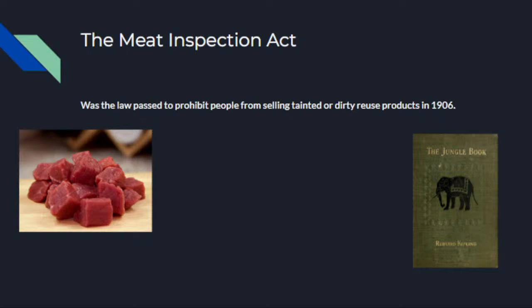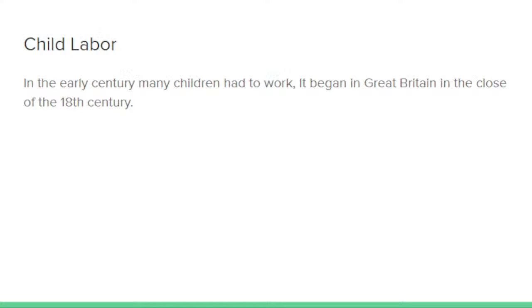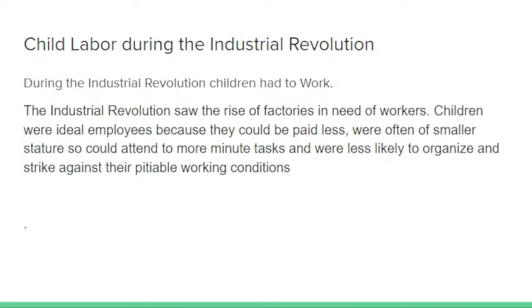Our next lesson is about child labor. Now, during the early century, many children had to work. It began in Great Britain in the close of the 18th century. During the Industrial Revolution, children had to work. The Industrial Revolution saw the rise of factories in need of workers. Children were ideal employees because they could be paid less, were often of smaller stature so could attend to more minute tasks, and were less likely to organize and strike against the pitiable working conditions.